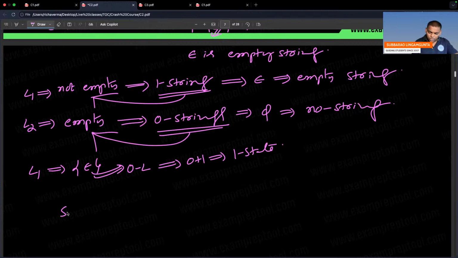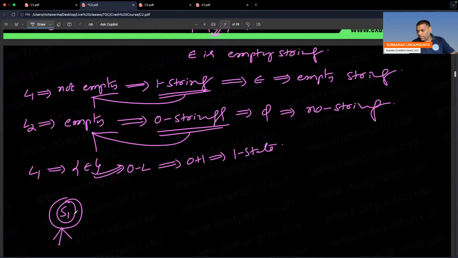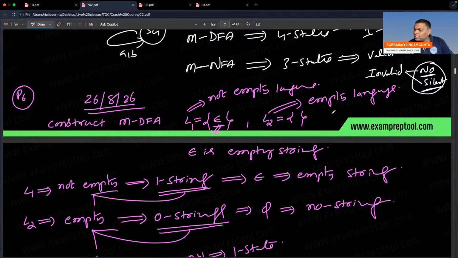I'm starting with a one-state automaton. If one state is there, the starting state and final state are the same. Remember, in any DFA or any automata, the starting state and final state can be the same. Epsilon is accepted. L1 is epsilon, so L1 must accept only epsilon, not more than epsilon, not less than epsilon.